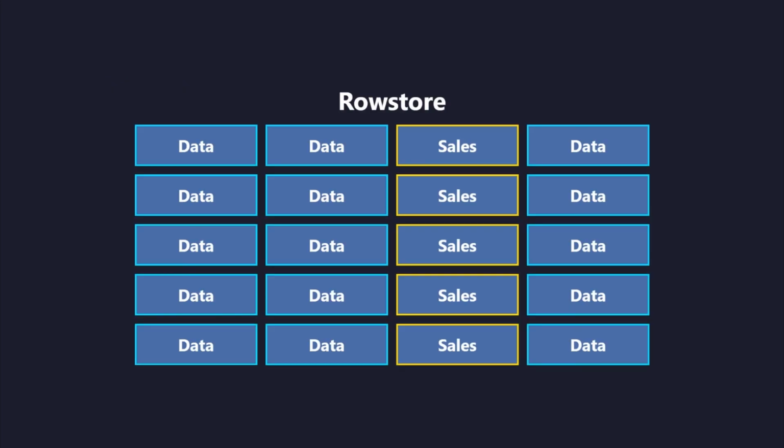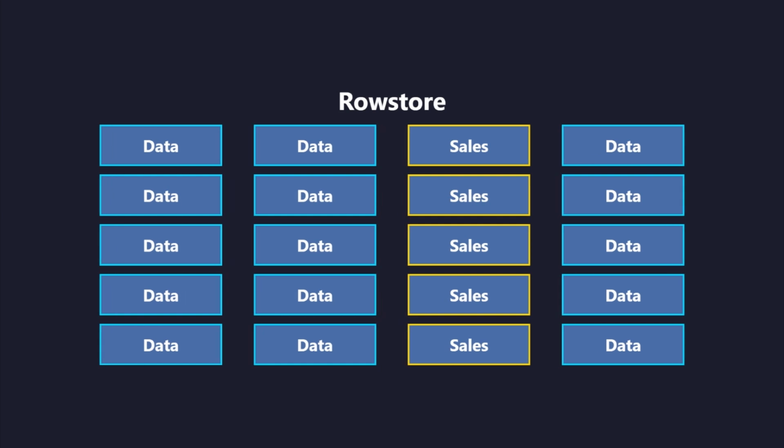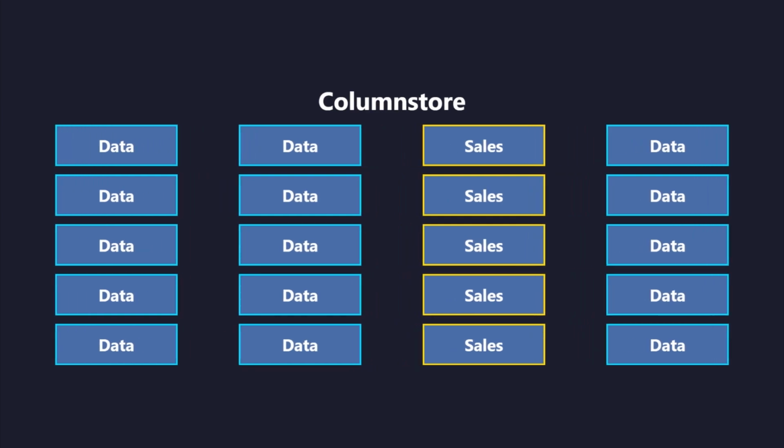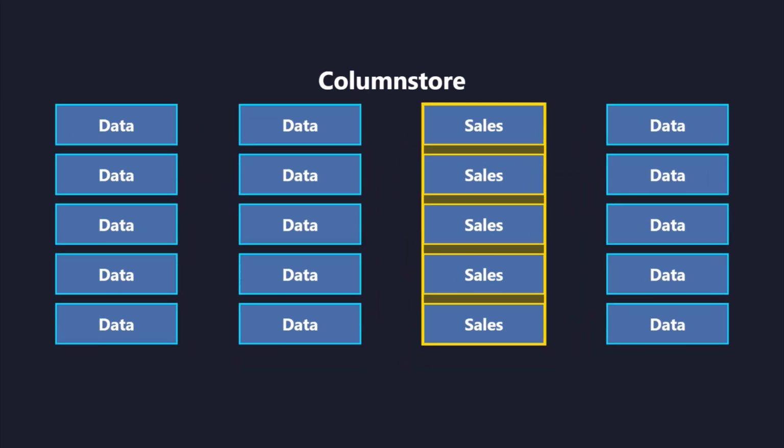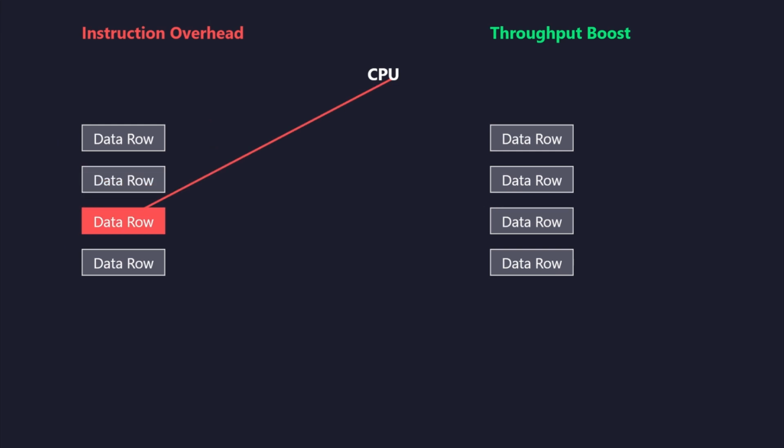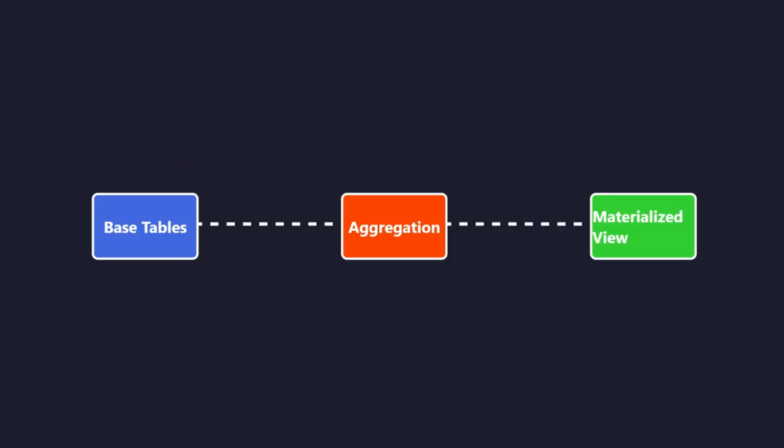Column store indexes store data by column rather than by row. This is highly effective for analytical queries that aggregate large amounts of data, as the engine only reads the specific columns needed for the calculation, ignoring all others. Batch mode processing handles groups of rows together rather than one by one. This reduces the instruction overhead per row and leverages modern CPU features like vectorization, significantly boosting the throughput of heavy analytical workloads.